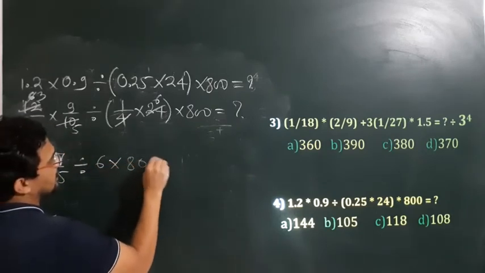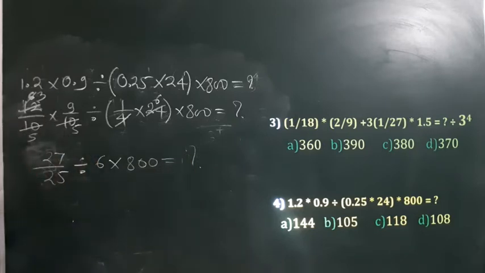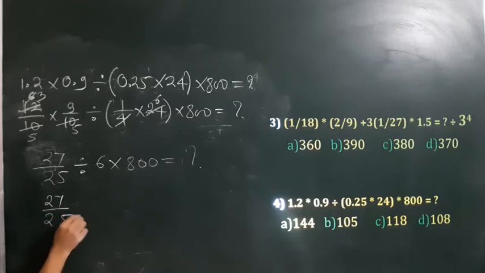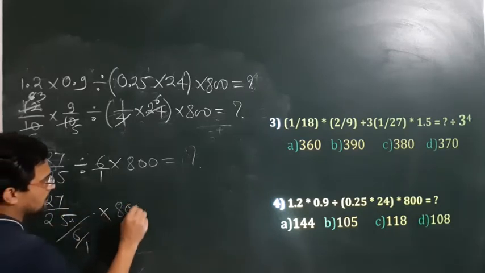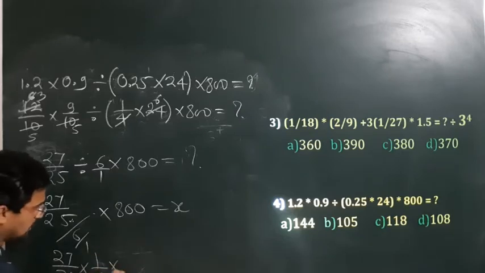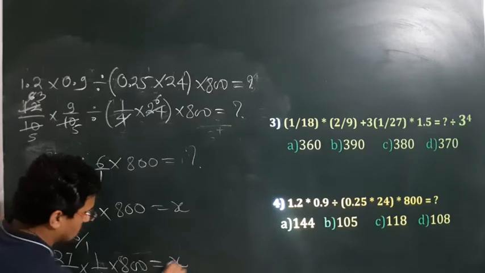6 into 800 is equal to what? Now this one, divided by, so it can be written as 27. We have to first solve this division: 27 divided by 25 and can be divided by 6 by 1, because this is actually 6 by 1. As I told you in the previous case, 6 will be multiplied here and 1 will be multiplied upside, and this is multiplied by 800, that is equal to X. So it can be written as 27 divided by 25 multiplied by 1 upon 6 multiplied by 800 is equal to X, correct?